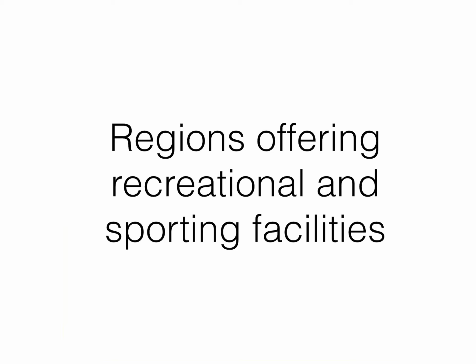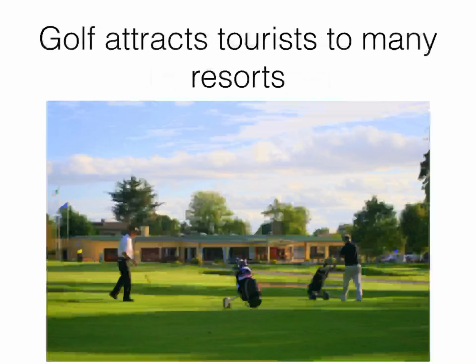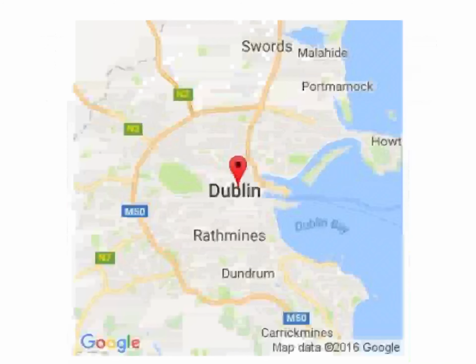The third thing I'm going to look at, and that will interest a lot of you, is regions in Ireland that offer recreational and sporting facilities. So recreation means leisure, what you do in your pastimes, what you do for leisure, okay? So we're going to focus on Dublin and the east of Ireland. So over in that region, you've a lot of golf courses. So Portmarnock, if you want the name of one of them, is a golf course in Ireland that actually has a coastal location.